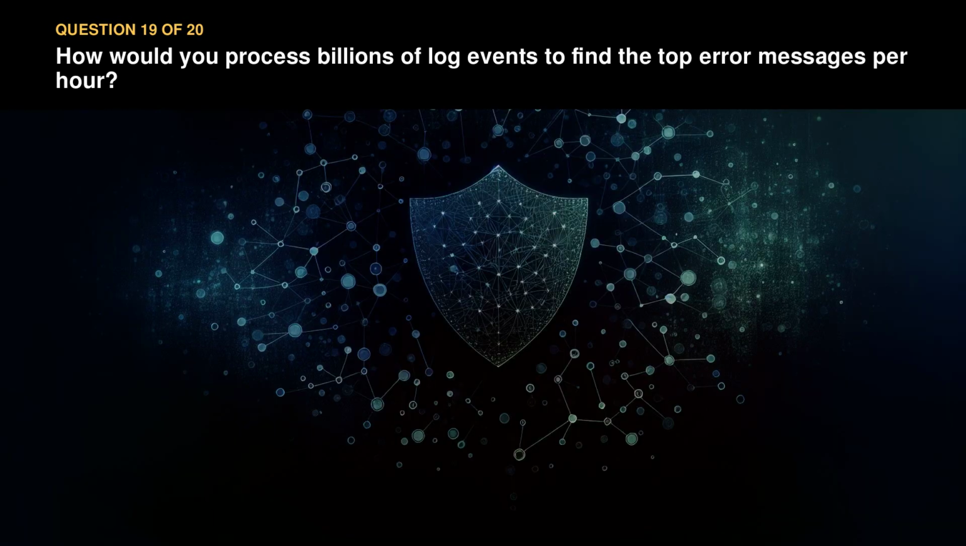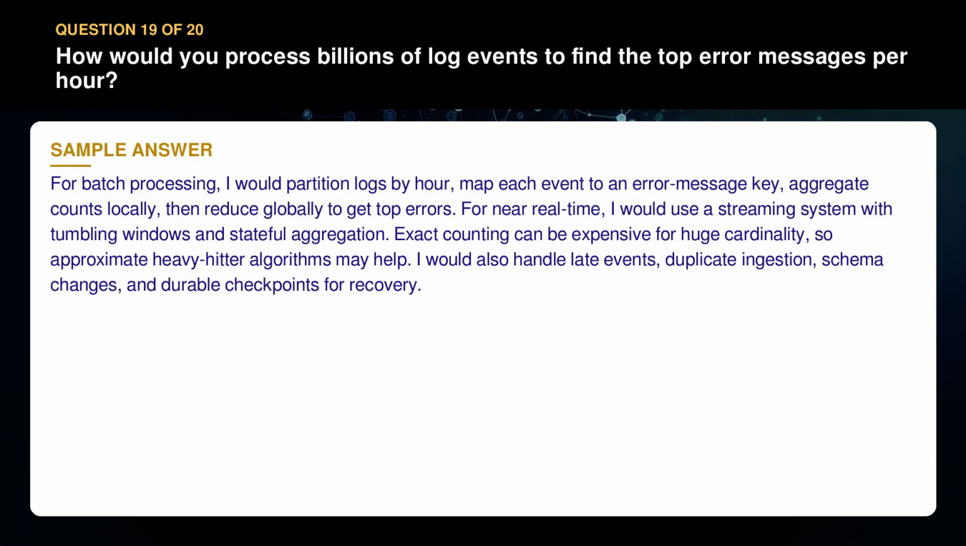How would you process billions of log events to find the top error messages per hour? For batch processing, I would partition logs by hour, map each event to an error message key, aggregate counts locally, then reduce globally to get top errors. For near real-time, I would use a streaming system with tumbling windows and stateful aggregation. Exact counting can be expensive for huge cardinality, so approximate heavy-hitter algorithms may help. I would also handle late events, duplicate ingestion, schema changes, and durable checkpoints for recovery.